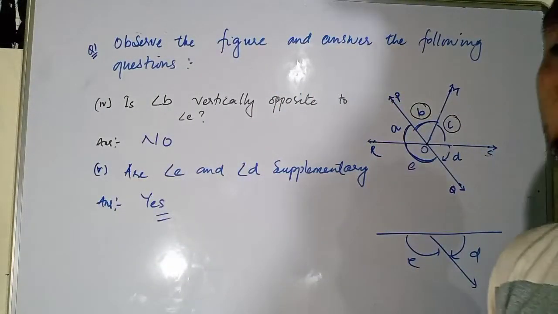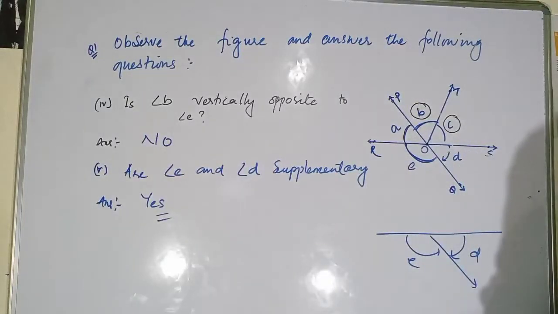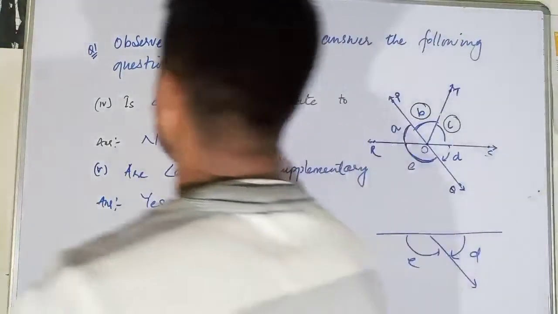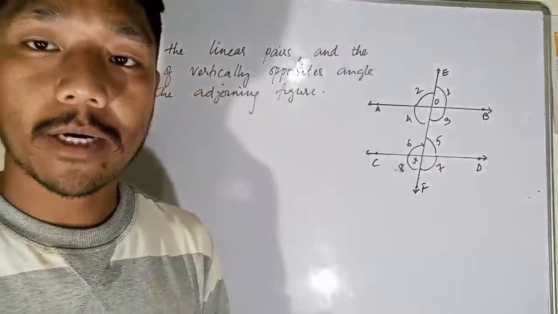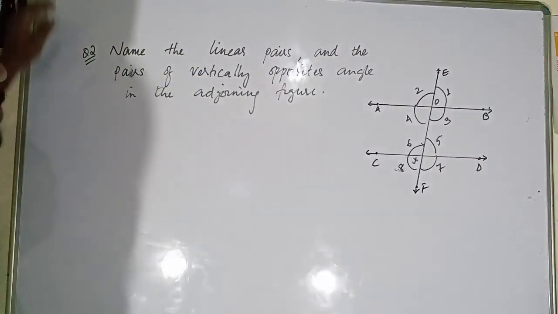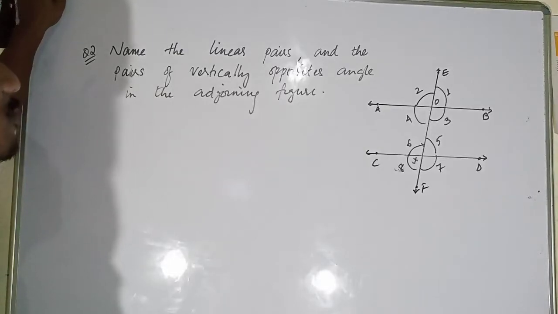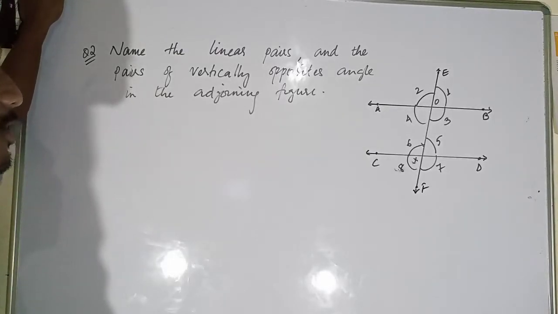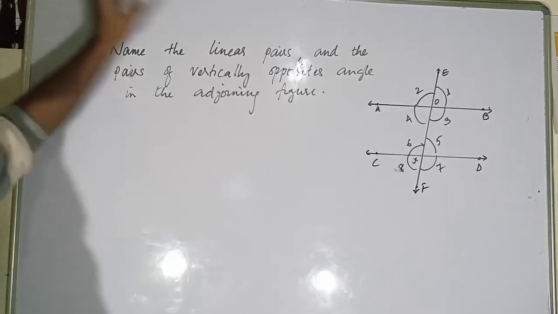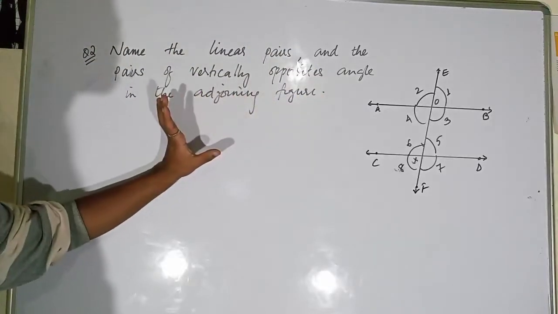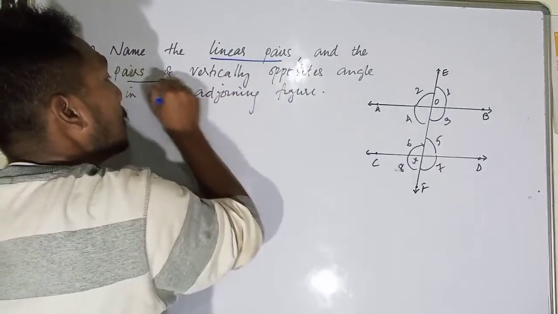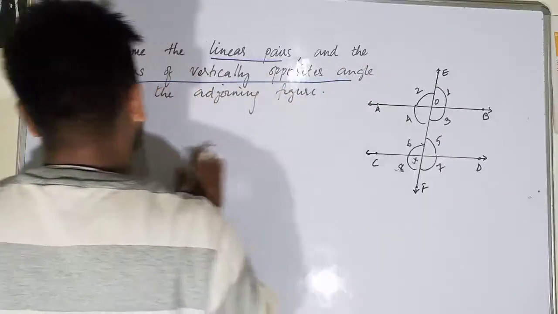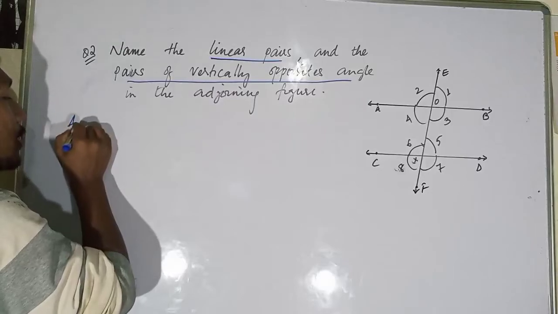Okay, so this is all about Roman number 1, question number 1. Let's go to question number 2. Name the linear pairs and the pairs of vertically opposite angles in the adjoining figures. So this is your figure out here. From here we have to find the linear pairs and the pairs of vertically opposite angles. First of all, let's find the linear pairs.